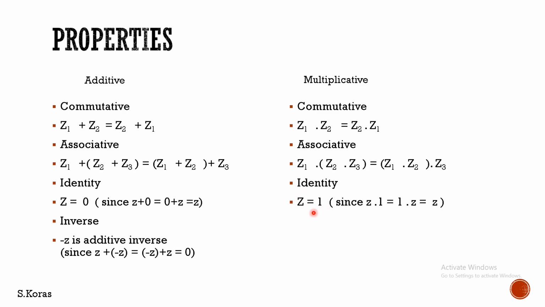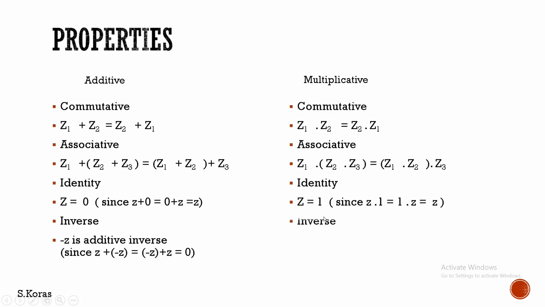If the complex number 1 is multiplied with some complex number z, that is z into 1 will be equal to 1 into z, that will be equal to z. So this number 1, while multiplying with this complex number, doesn't change its value and gives the same value z. Hence this one is called the identity. So the multiplicative identity of the complex number z is 1.